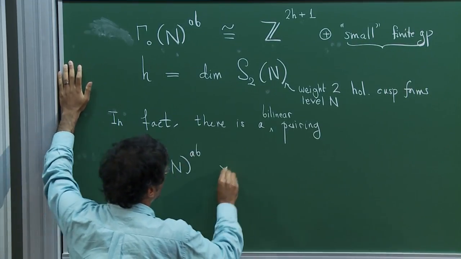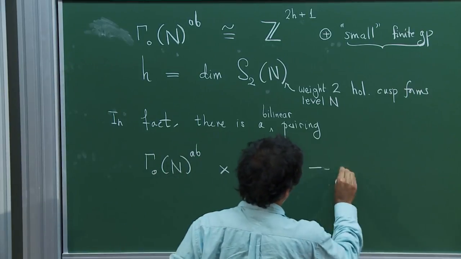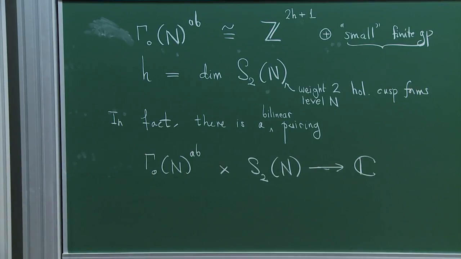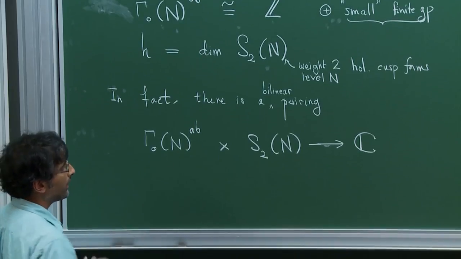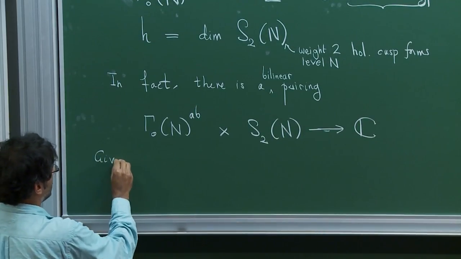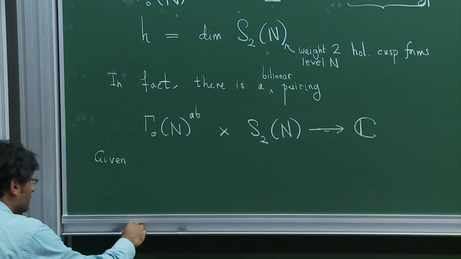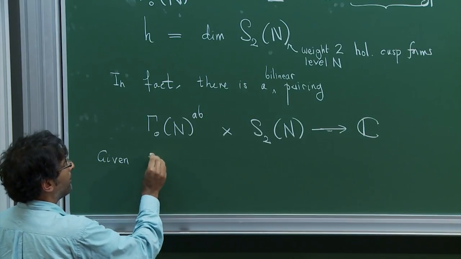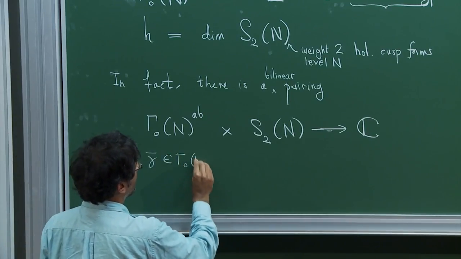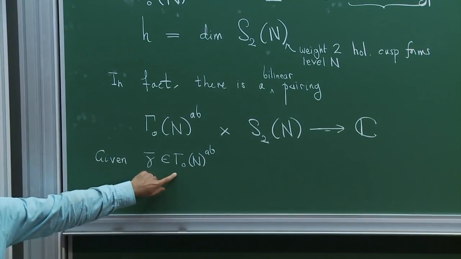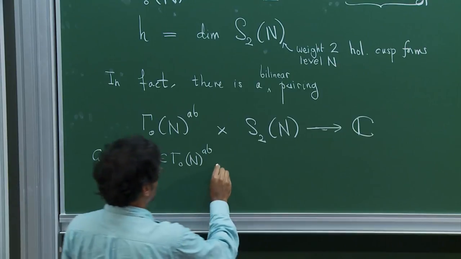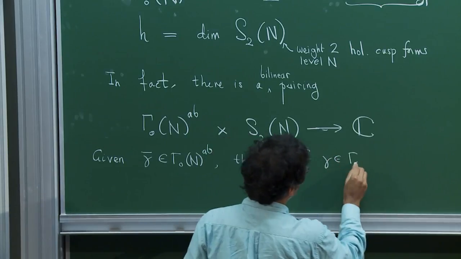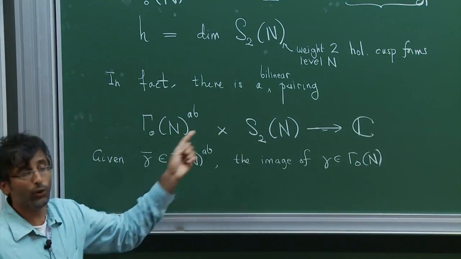So if you have a map from this to the complex numbers, I'll define it for you. Given an element, let's call it gamma bar in this abelianization. So this isn't the abelianization, it comes from some element gamma, the image of some gamma in the actual group. The way you define the pairing is you just integrate the form.